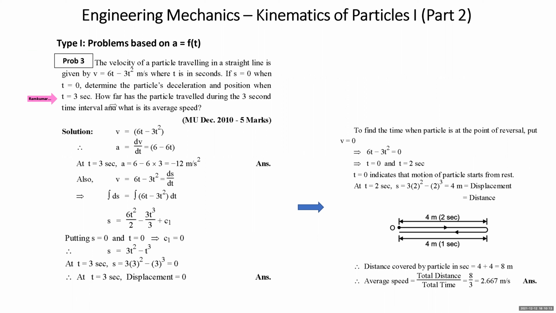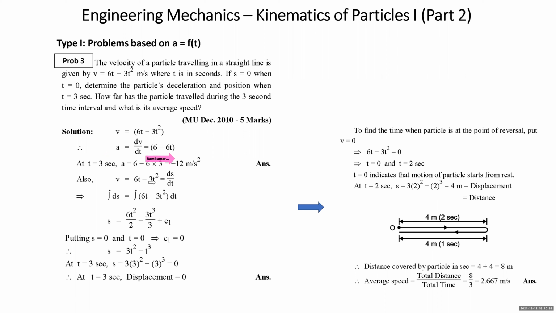How far the particle traveled during the 3-second time interval, and what is the average speed? Students, you are given velocity in terms of time. If you want to get the acceleration expression, simply differentiate the velocity expression with respect to t. So you get 6 minus 6t. At t is equal to 3 seconds, acceleration is required. If you substitute t is equal to 3 seconds in this expression, acceleration is arrived at minus 12 meter per second square.